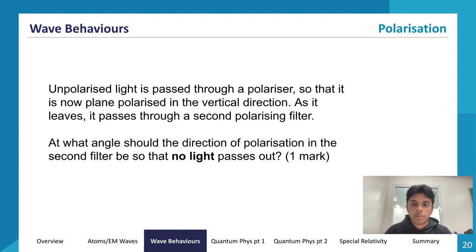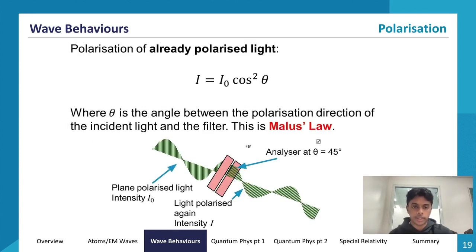Unpolarized light is passed through a polarizer so that it is now plane polarized in the vertical direction. As it leaves, it passes through a second polarizing filter. At what angle should the direction of polarization in the second filter be so that no light passes out? So let's take a look at this. Unpolarized light is initially coming out and it passes through a polarizer. So the light leaving is now plane polarized, and now it enters a second polarizing filter. So the incident light is now polarized, so we're going to be using Malus's law.